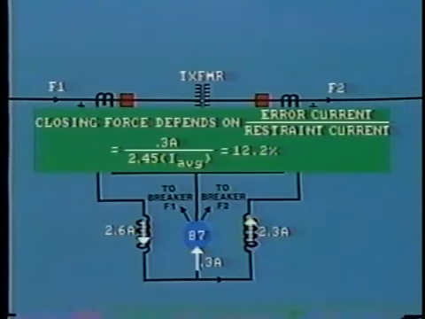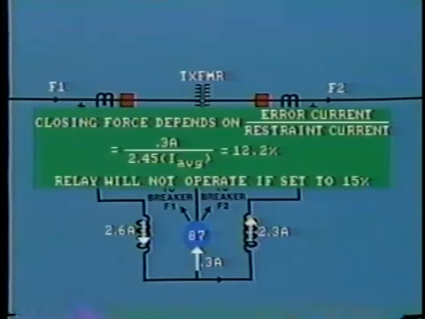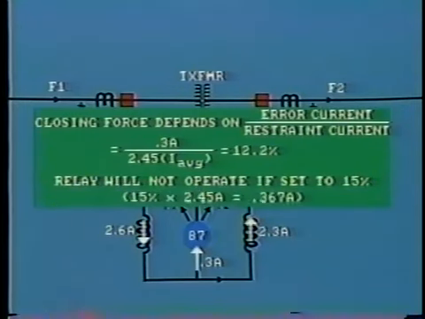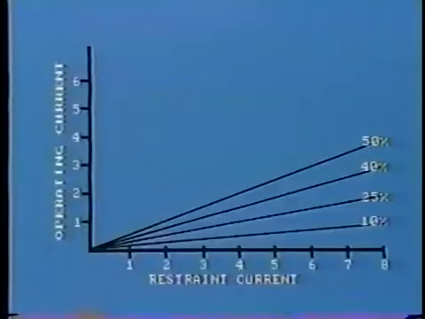In order for the relay to operate, the current in the differential operating coil must be greater than a preset percentage of the current in the restraint coils. If this percentage differential, called slope, is set to, say, 15%, then the relay will not operate. In fact, we would need an error current of over 0.367 amps to make the relay operate. Many differential relays are provided with taps that allow us to set the percentage differential or slope from 10 to 50%. This chart shows a family of curves.